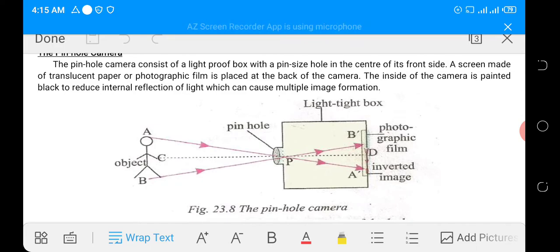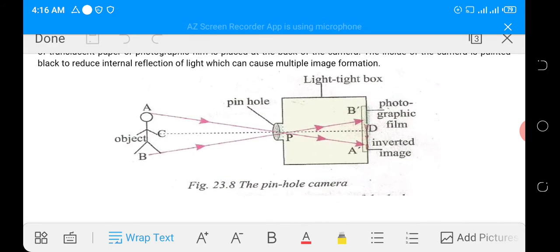The pinhole camera is man-made equipment. It is a light-proof box with the inside painted black. There is a pin-sized hole in front of the camera, and there is a screen or photographic plate placed at the back of the camera. Then when an object stands in front of the camera, the image of the object is formed on the screen, but the image is going to be inverted, that is, upside down.